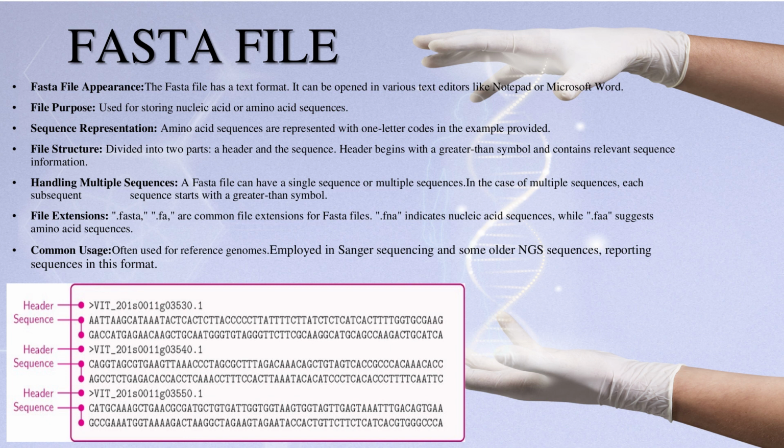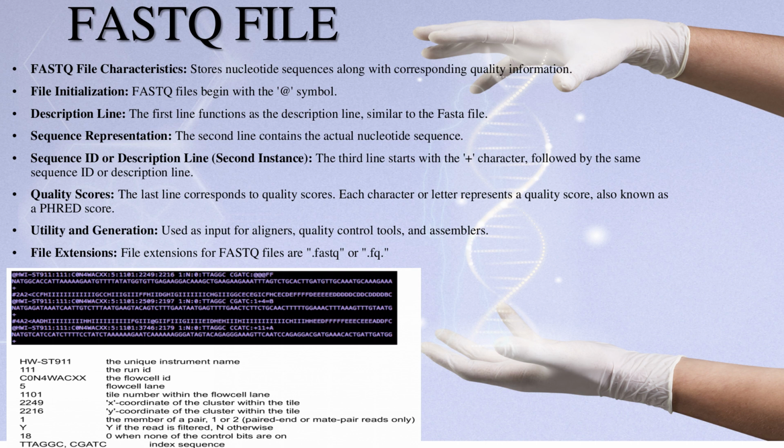The file extensions for FASTA files include .fasta, .fa, and it can also be .fna, indicating the file contains nucleic acid sequences, or .faa, suggesting it contains amino acid sequences. This format is commonly used for reference genomes and Sanger sequencing, as well as some older NGS sequences report the sequence in this manner.